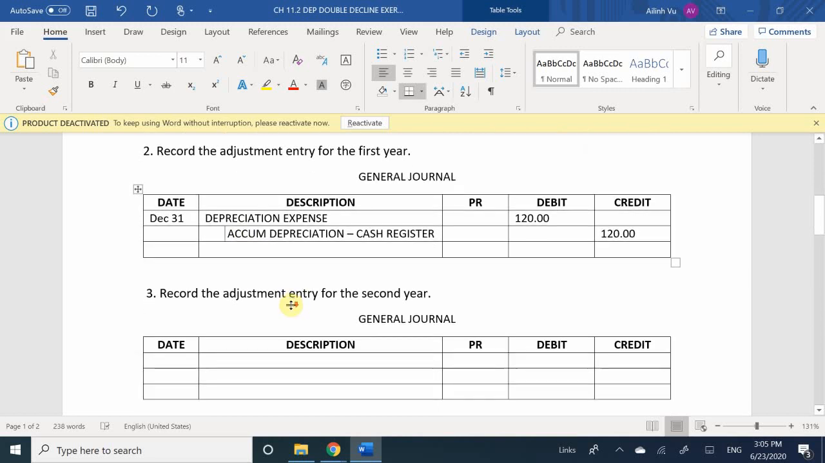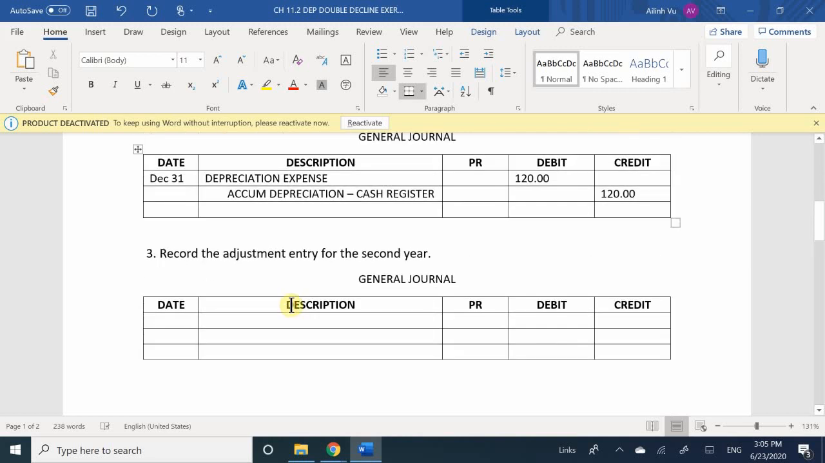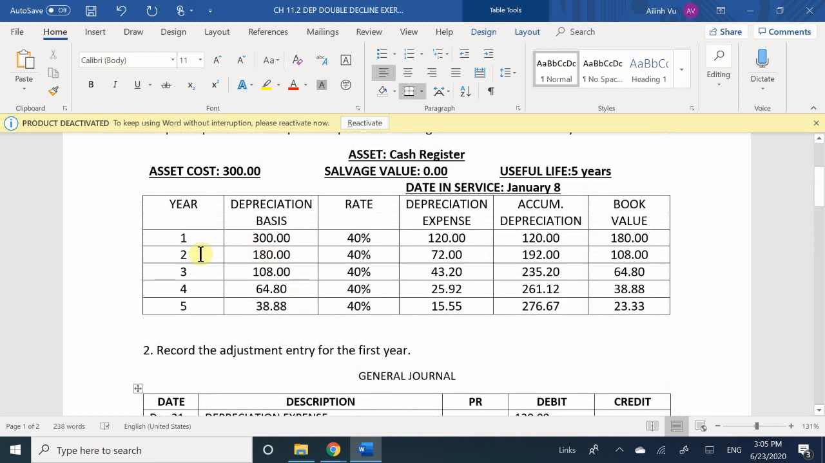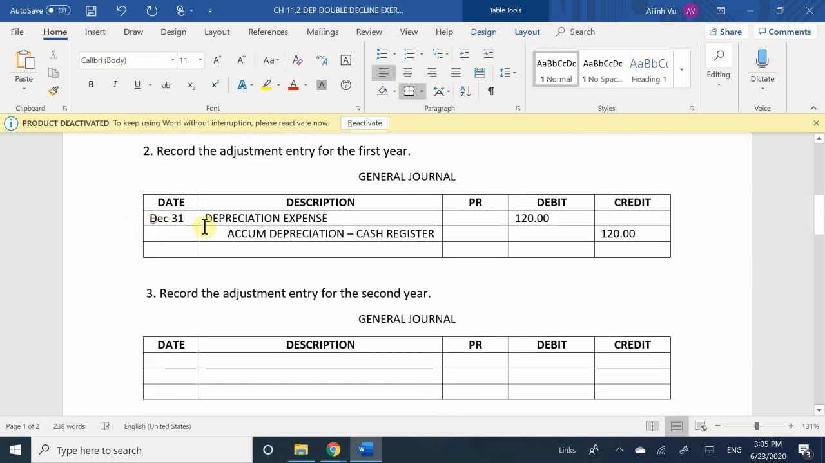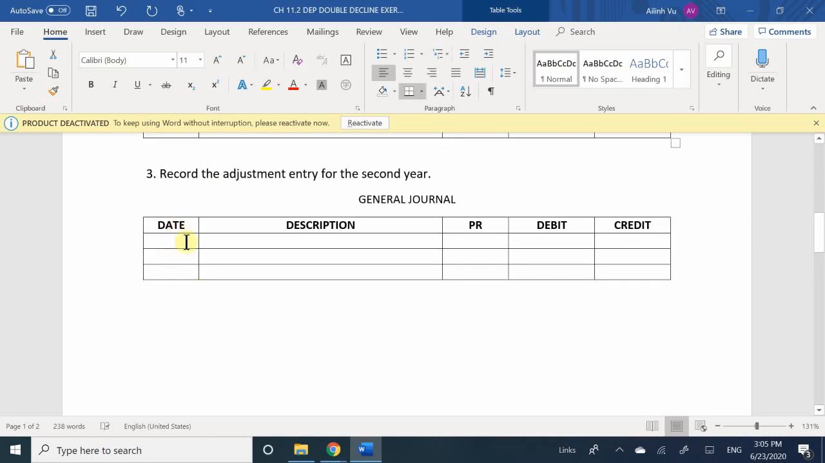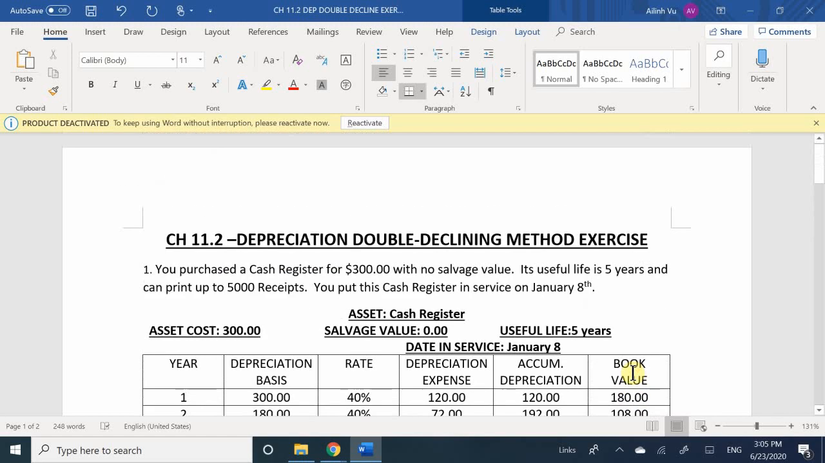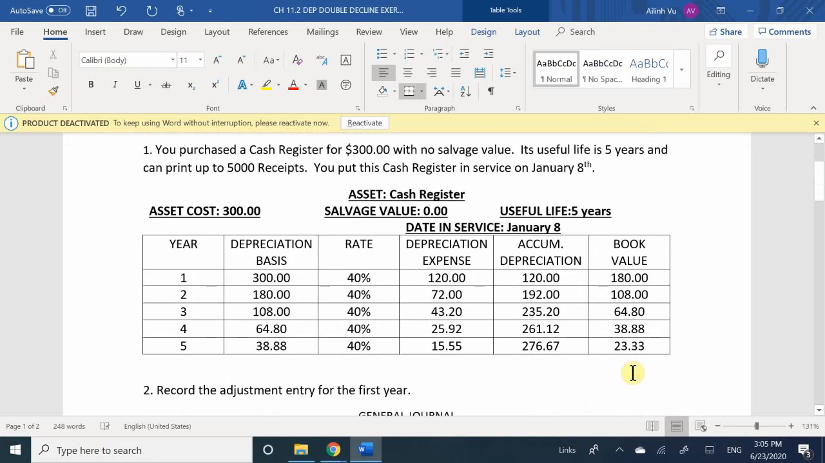All right. Okay, so I need to record the adjustment entry for the second year. So what happened in the second year? How much was the depreciation expense? It was $72. Accumulated depreciation, cash register, $72. Yes. Okay. Good. All right. See, easy stuff, and you guys got to move along a lot quicker.